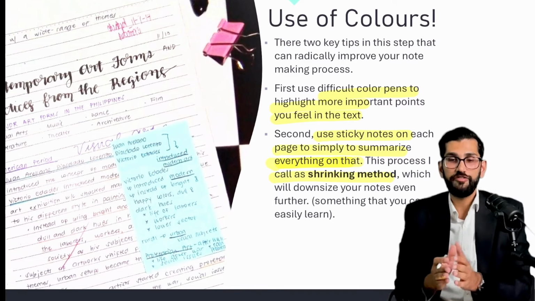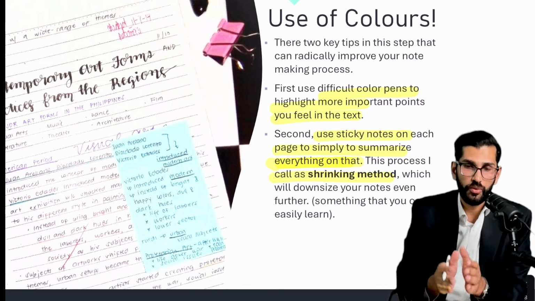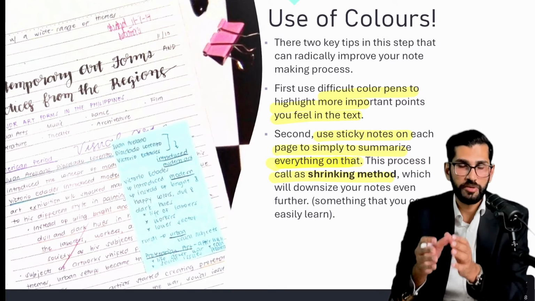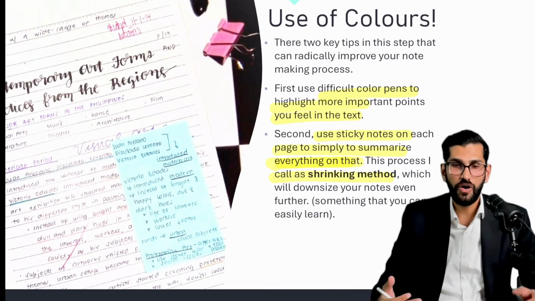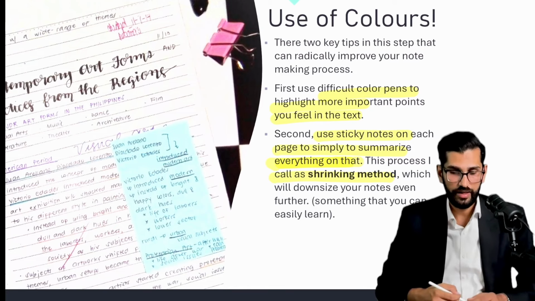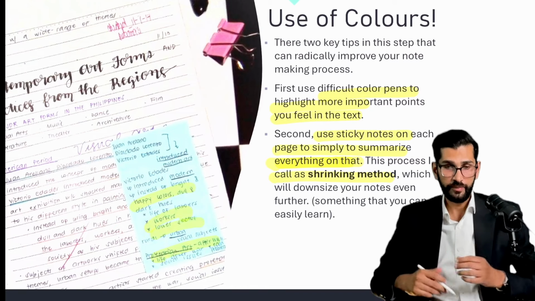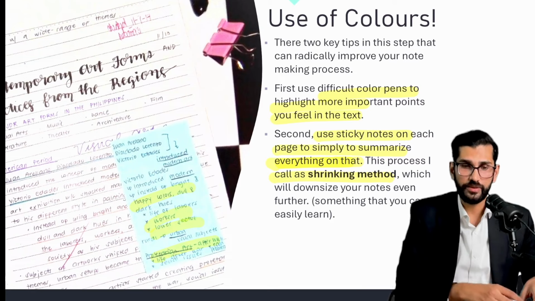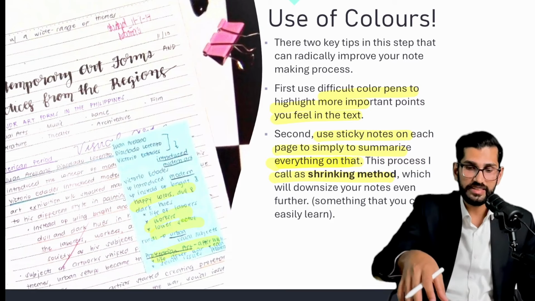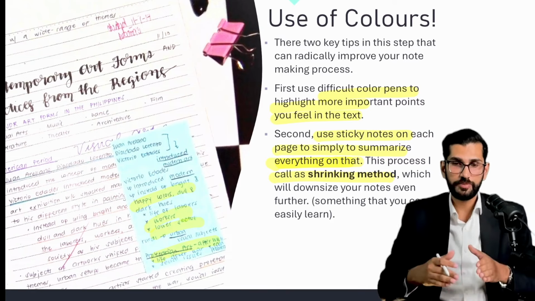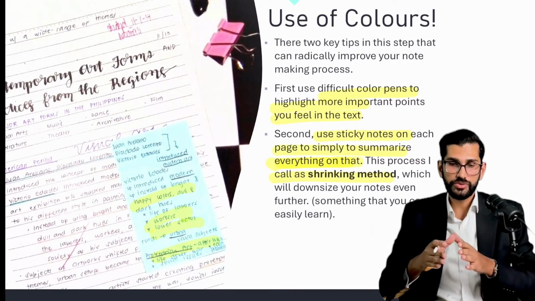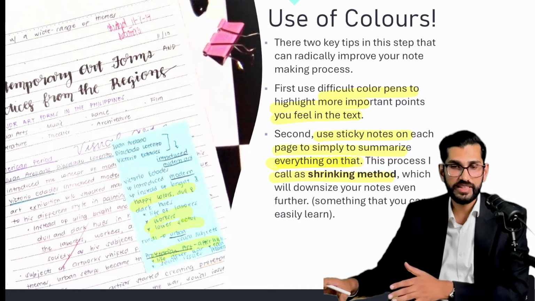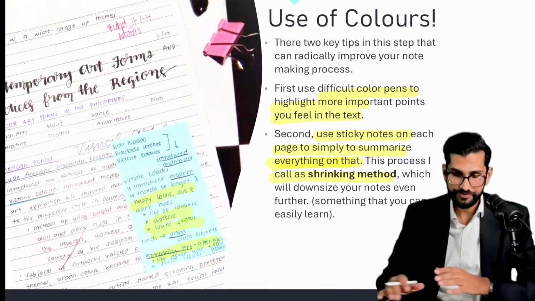This process is what I call the shrinking method, which will downsize your notes even further. So for instance, if out of 50 pages, the notes that you extracted from the margins and put up on the note sheet are, let's say, 6 pages long, you paste a sticky note like the one you see on this side of the screen, something of this sort. You paste a sticky note which outlines whatever is on that very page. So you see the process of how from one page we are shrinking it down to ultimately, let's say, 5 or 6 sticky notes, not more than that.